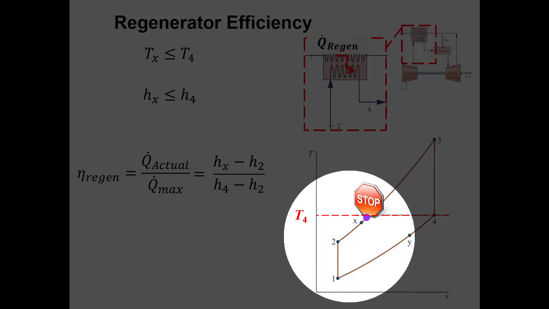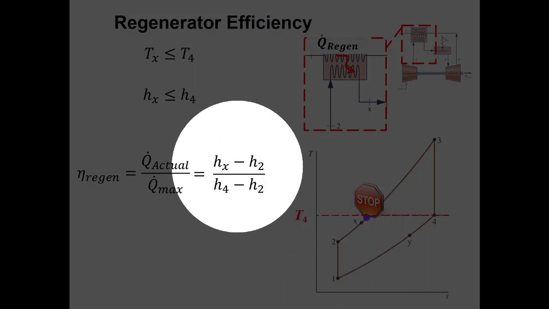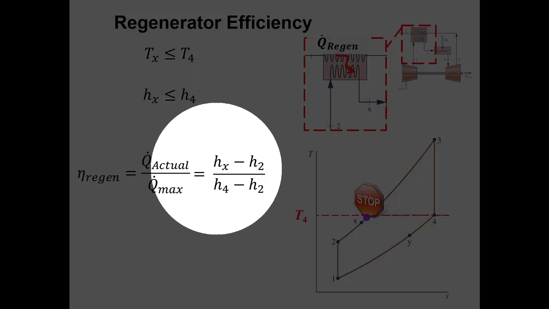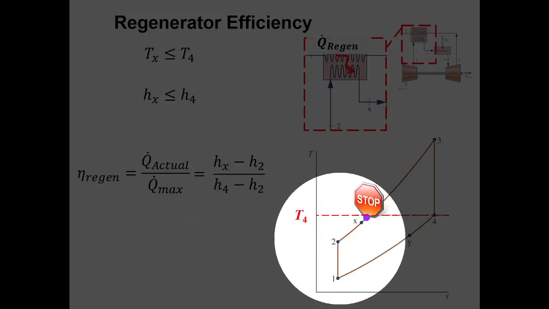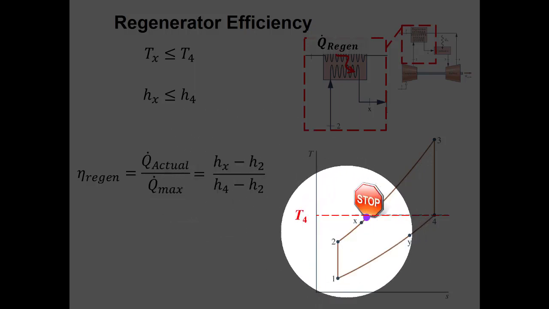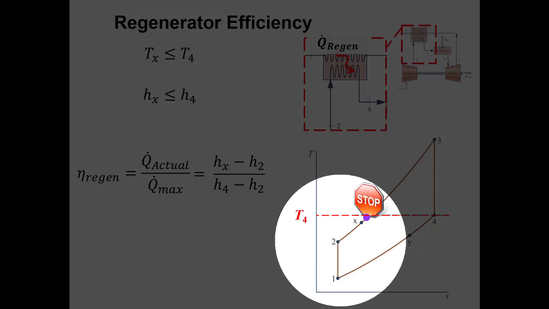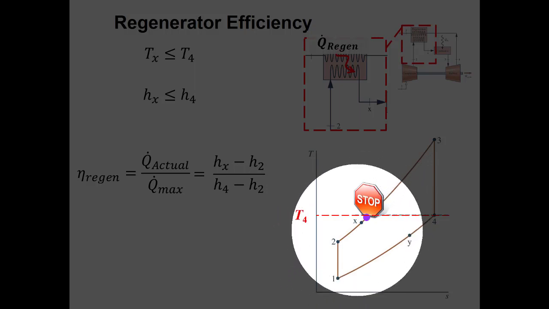So if we can make all the assumptions that we'd usually make, if we were trying to find Q dot actual, this would be m dot times hX minus h2, right? Or we could talk about little q dot and just divide out the m dot because they're going to be the same in the actual case and in the maximum case. So in our numerator, we're going to have hX minus h2, which is proportional to the heat transfer rate that we get into the cold side here from the regenerator.